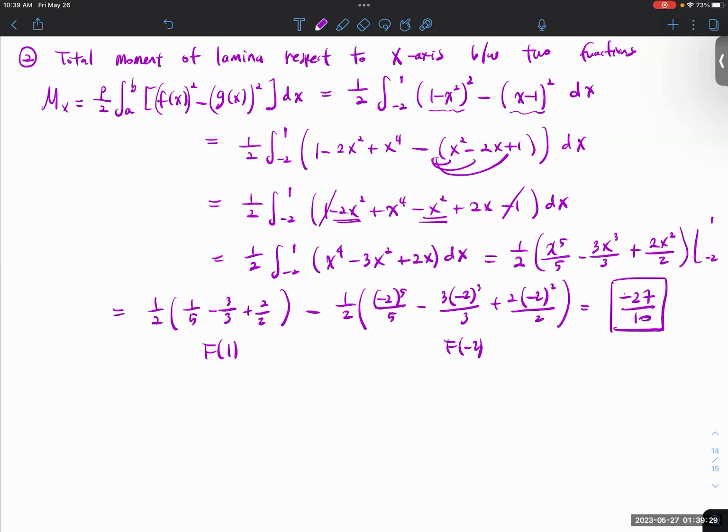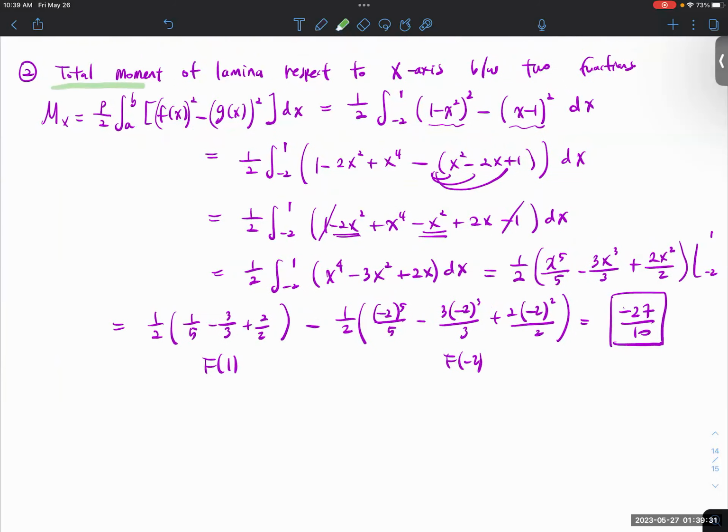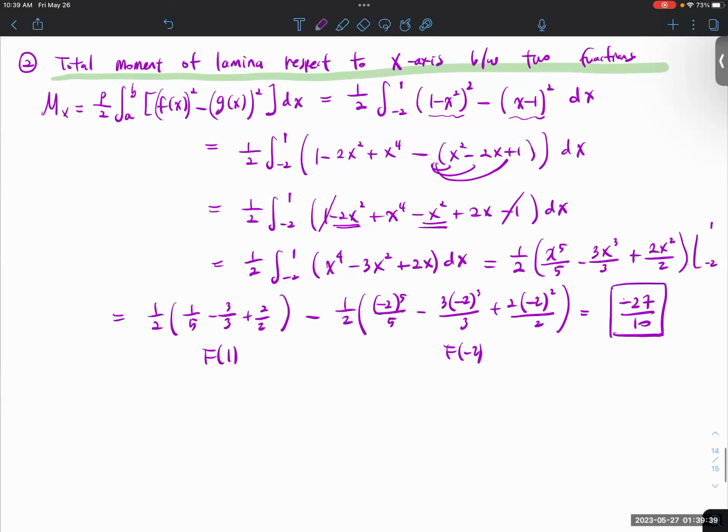So check this one. This is the total moment of lamina with respect to x between two functions. Awesome, we're almost done. One last thing, you know what that is: the total moment of lamina with respect to the y variable between two functions.